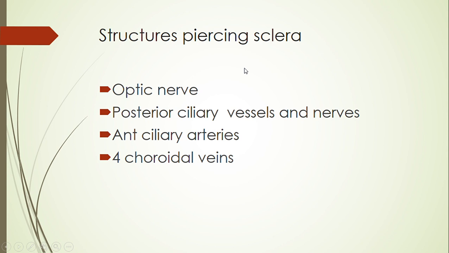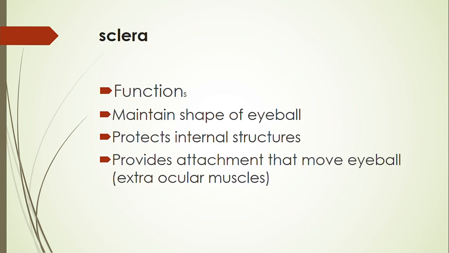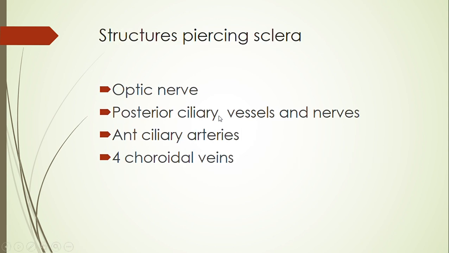There are some structures which pierce the sclera. One is the optic nerve posteriorly. The optic nerve pierces the sclera, and the posterior ciliary vessels and nerves supply the eyeball. The posterior ciliary vessels and anterior ciliary arteries are branches of the ophthalmic artery. Then there are four vorticose veins. These are the structures piercing the sclera.